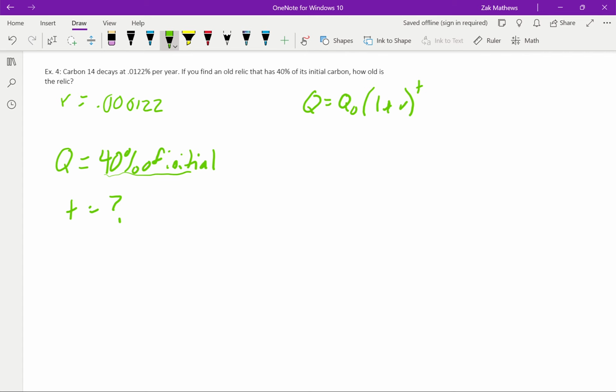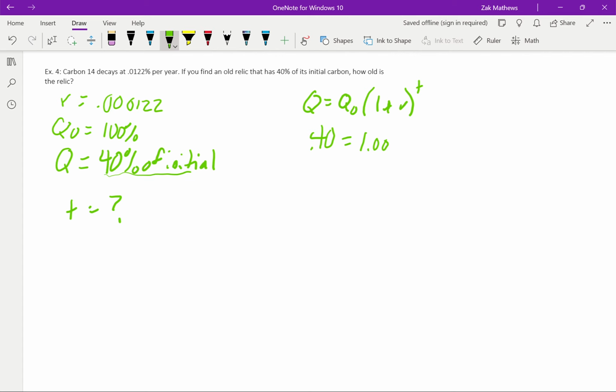Well, we can always think about the starting amount as 100%. We start with the whole thing. We start with the whole initial value. So what I'm going to do here, I'm going to plug 40% in for the Q, 100% in for the Q naught. You can use either the percentage or decimal, it doesn't matter here. I'm going to use the decimal form just to be consistent.